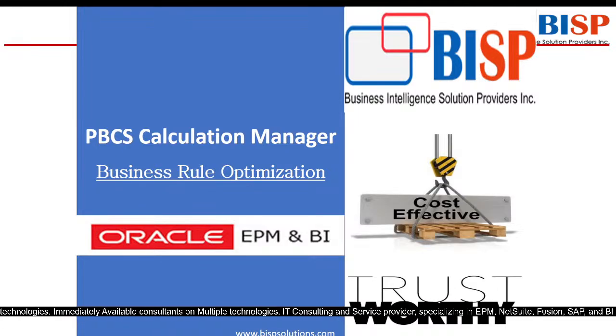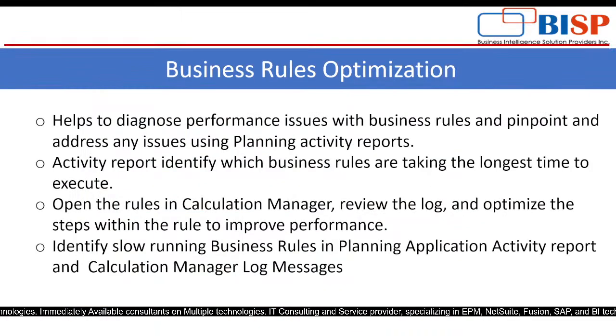So let us first understand what business rule optimization is. It helps to diagnose performance issues with business rules and pinpoint and address any issues using the planning activity report. The activity report identifies which business rules are taking the longest time to execute. Open the rules in Calculation Manager, review the log and optimize the steps within the rule to improve the performance.